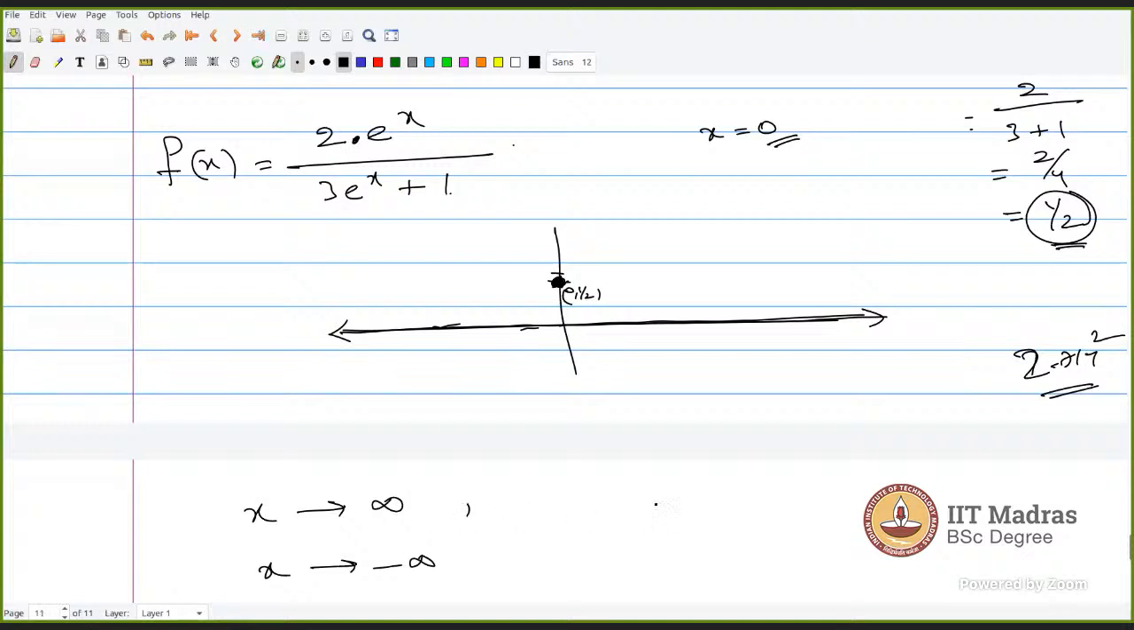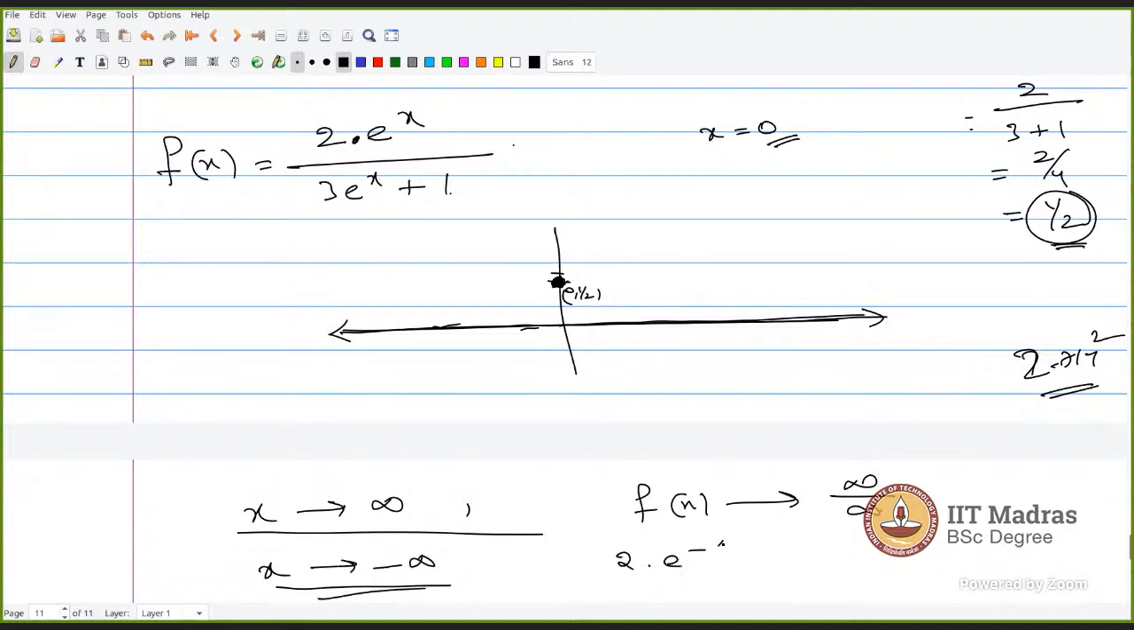So when x tends to infinity, f of x tends to something by infinity, so we are not getting anything from this. Let us look at when x tends to minus infinity. Then this is e power minus infinity by 3 times e power minus infinity plus 1. So this is 0, and we get 0 by 0 plus 1, and 0 by 1 is 0. So when x is tending to minus infinity, f of x will tend to 0. Tend to 0, not equal to 0.